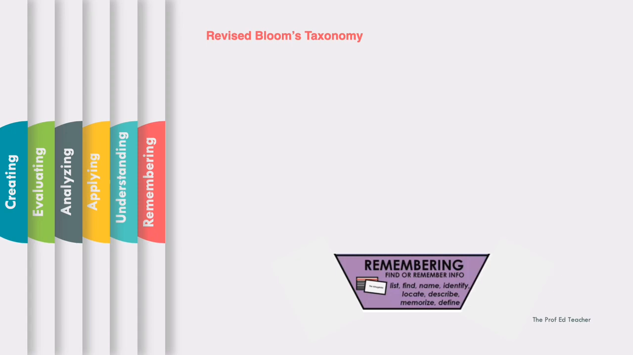This is our first level, that is remembering. It is where students find or remember information. We can use the following verbs like lists, find, name, identify, locate, describe, memorize, or define. We can ask questions like, what is, where is, how would you describe, or name the parts of. In this level, students are asked questions to see if they have gained insight from the lesson.